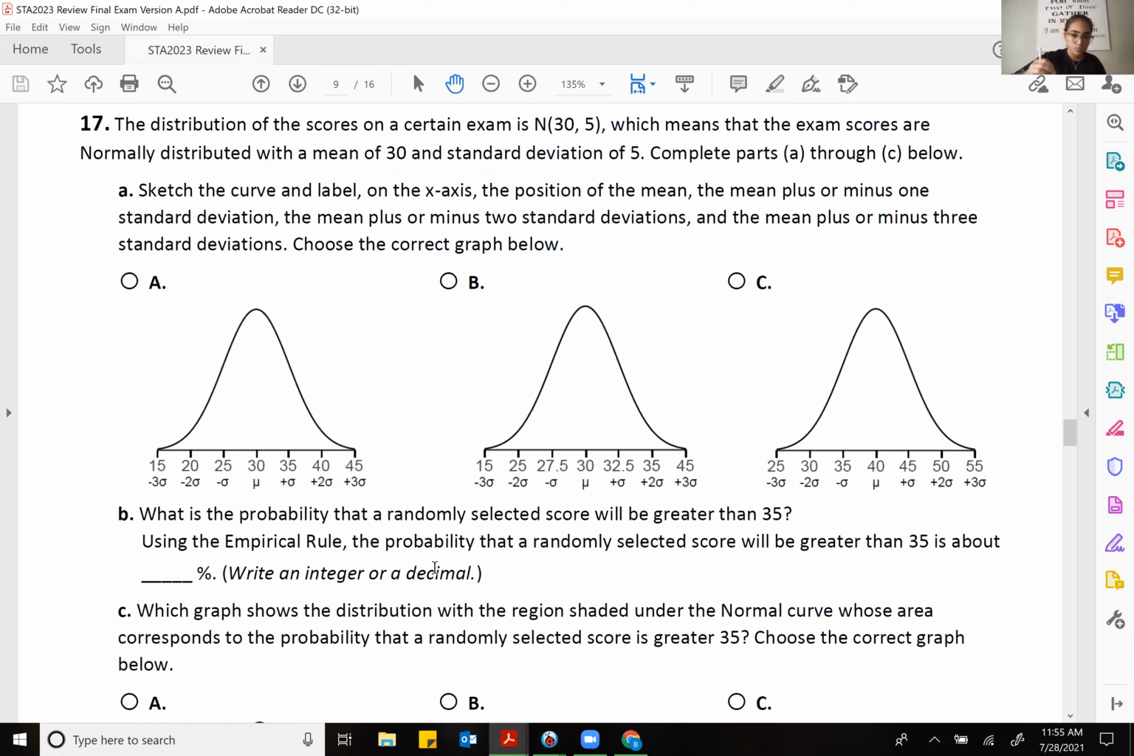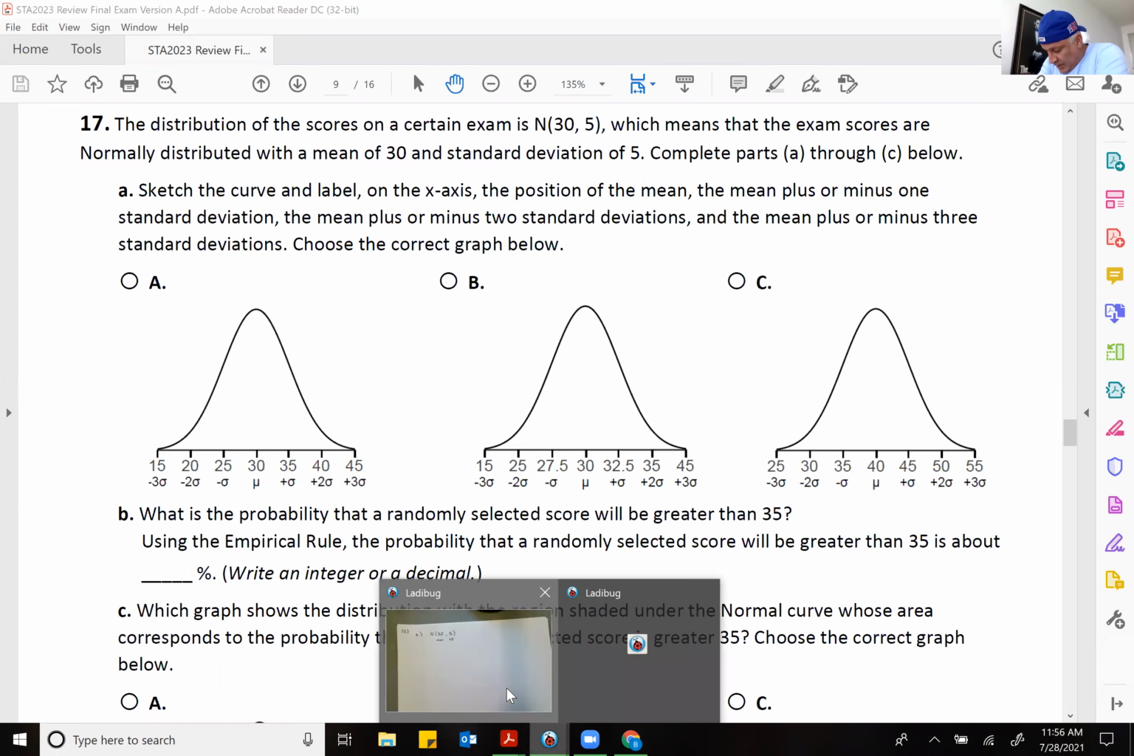I'm just writing that information down because we're going to use that. Which means the exam scores are normally distributed with a mean of 30 and a standard deviation of 5, which is what Elaine just told us. So we're going to complete parts A through C. The first thing they want us to do is sketch a curve and make sure that we label it with what we know. All right, so let's do that.